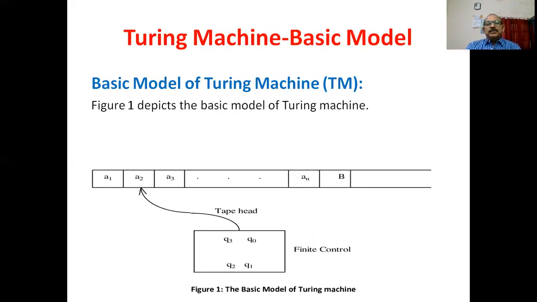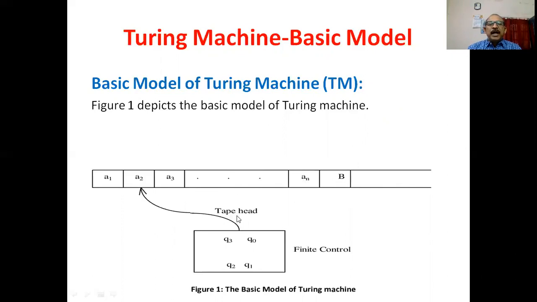The basic model of Turing machine. In this figure, you can see there is a tape, of which one end is closed and the other side is infinitely long. And this tape is divided into a number of cells. Each cell is capable of storing a single symbol, and the blank of the cell is represented by the capital B. This is one component of Turing machine.